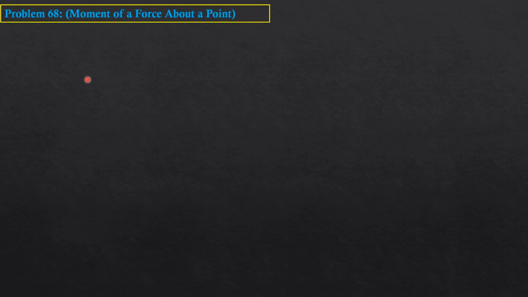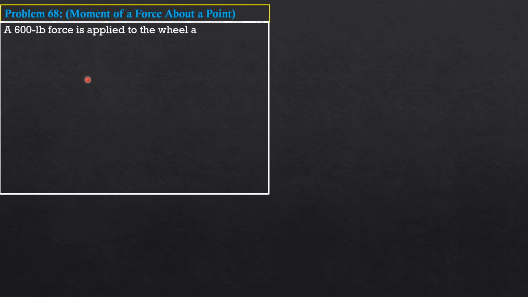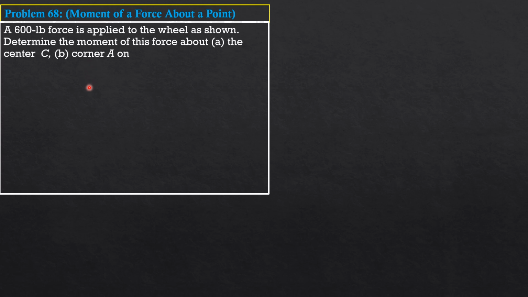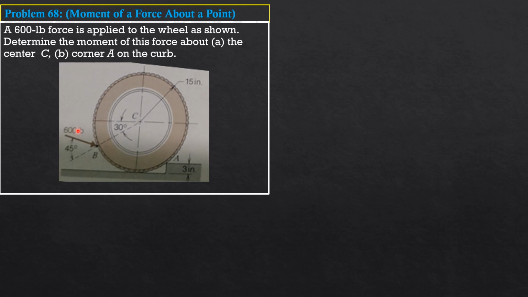So here is the problem on moment of a force about a point. A 600-pound force is applied to the wheel as shown. Determine the moment of this force about the center C, for corner A on the curve. So one way is to resolve this force into its horizontal and vertical components. Then we compute the moment of the components about C.